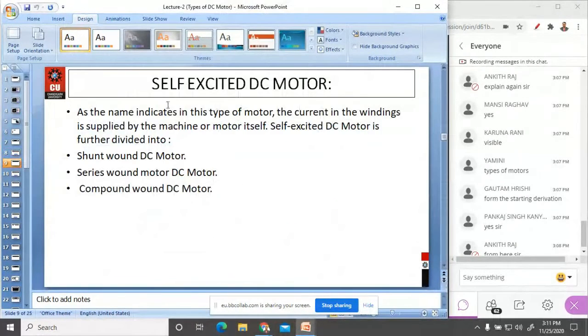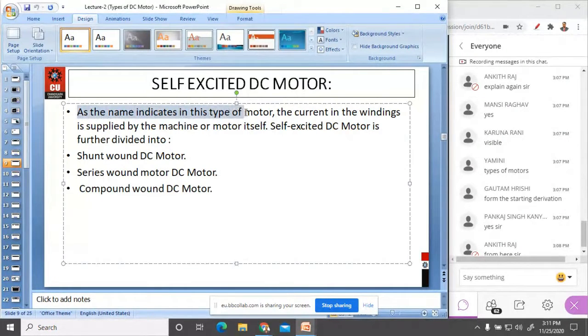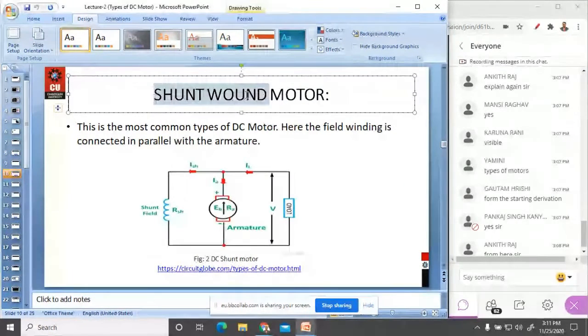Now come to the self-excited DC motor. As the name indicates, in this type of motor, the current in the winding is supplied by the machine or motor itself. So the self-excited DC motor is further divided into three types: shunt, series, and compound. Let's take a look at the shunt wound motor.